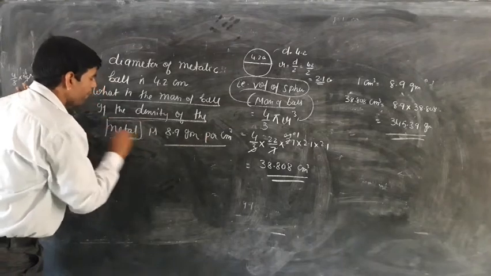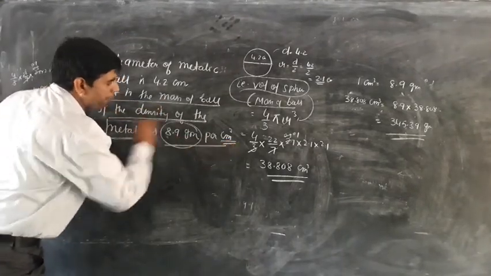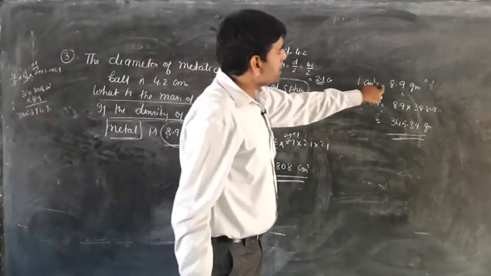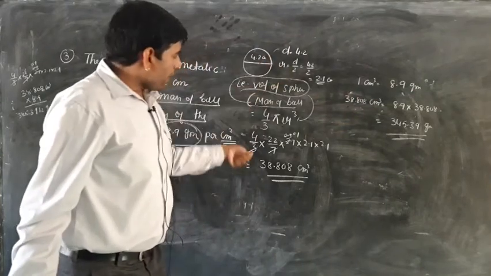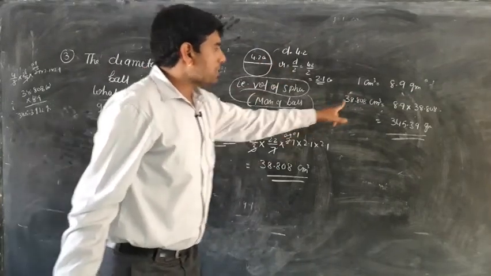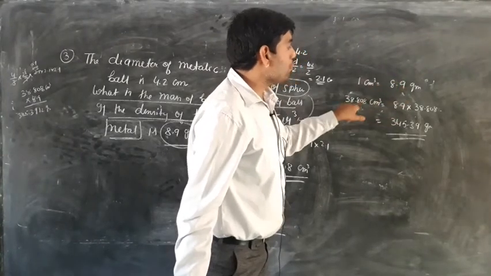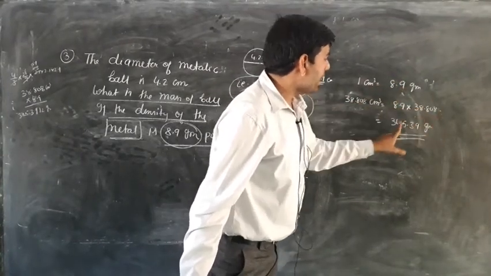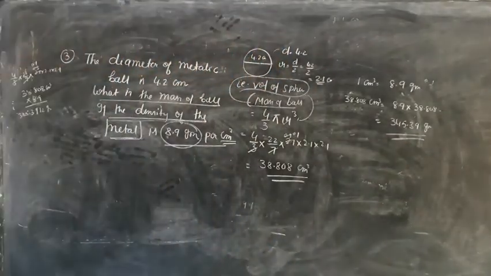In the question, the density of the metal is given. That is, 1 centimeter cube is 8.9 gram. The volume of the sphere will be 38.808. That is 38.808 centimeter cube is equal to 8.9 into 38.808, that is 345.39 gram. Okay.